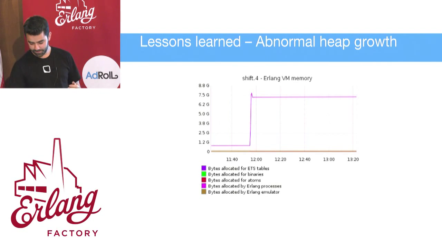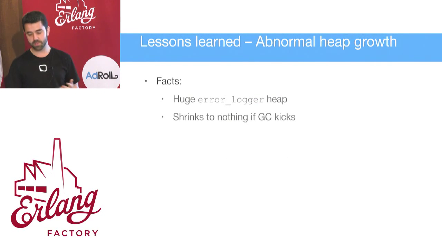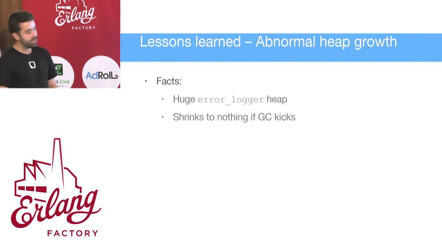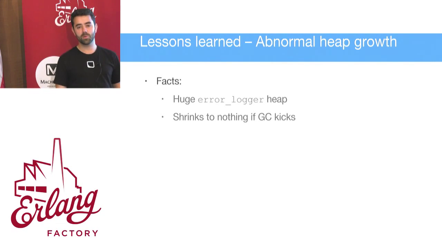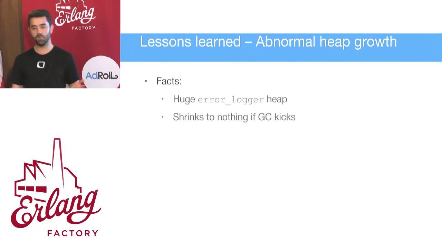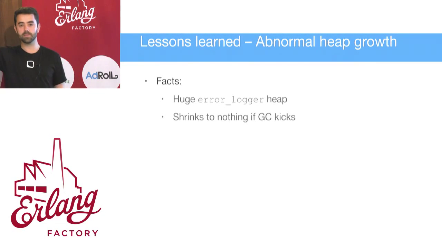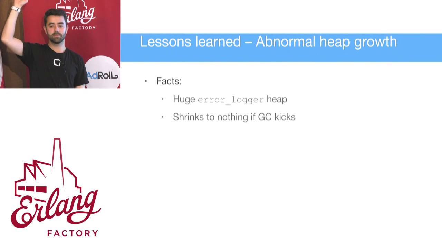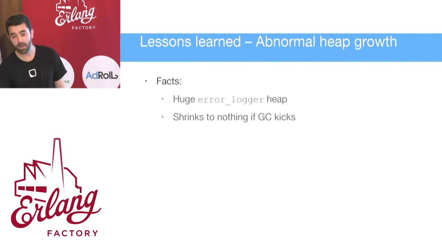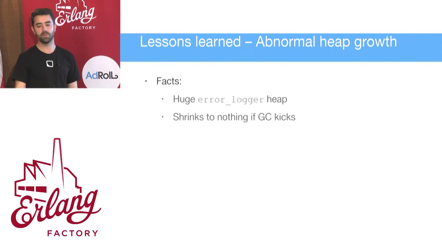So let's force it to run the garbage collector, okay? If you do that, it shrinks to nothing, so problem solved, right? But I don't want this to happen. What's the reason behind this? Any ideas? Accumulating binaries? Not garbage collecting binaries? Binaries, no, it wasn't binaries.